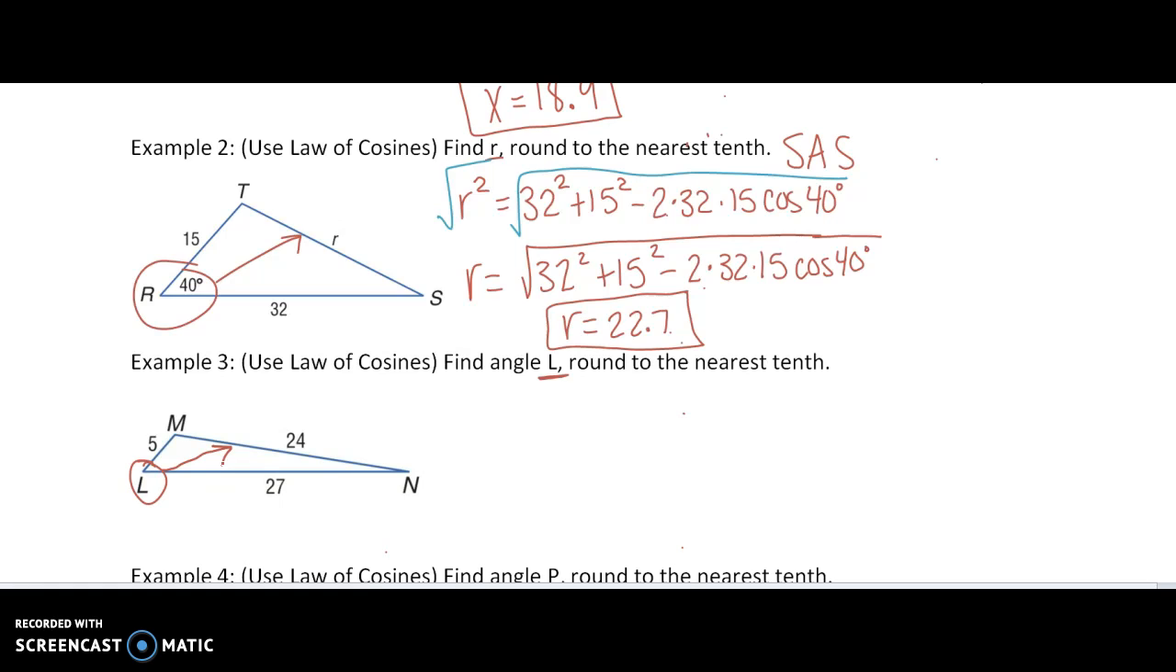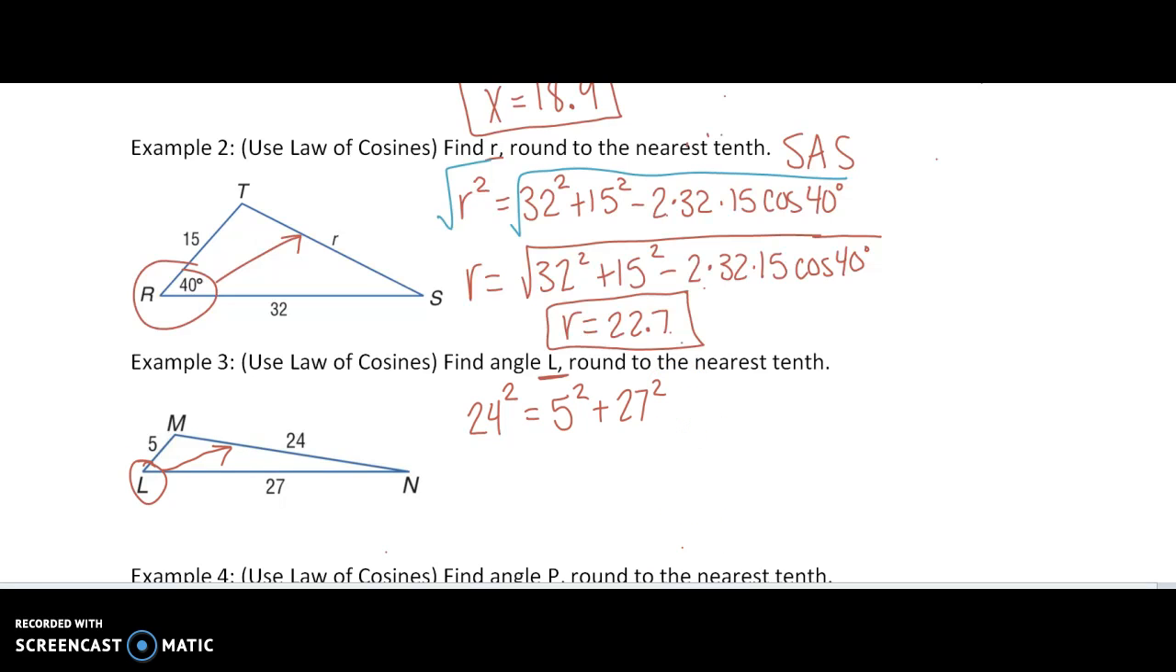What is the purpose of that? Why would I draw that arrow? That arrow points to the side that will be all alone on the left side of my equation. Okay, so since that arrow is pointing to the side across from angle L, I'm going to put 24 and square that and put that on the left side of the equation. Okay. The other two sides, just like the examples up above, I'm going to take in any order and square them. So 5 squared plus that 27 squared.